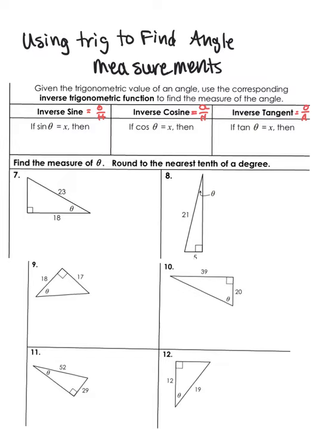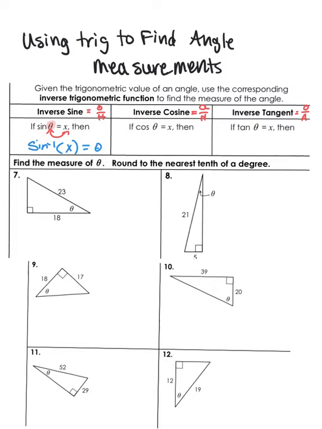So if I'm looking for the angle, if I'm looking for the theta, and I know what x is, then I need to switch the two. I need to find the inverse. So to find theta, I'm going to have to use the inverse function. So I would have to find the inverse sine of x equals theta. When I read that, it's read as the inverse sine of x.